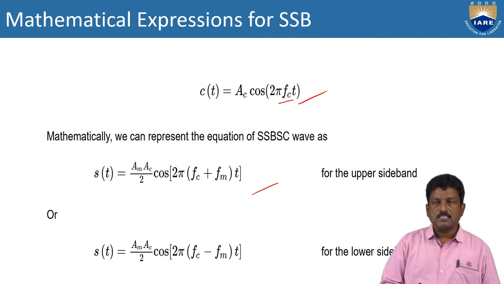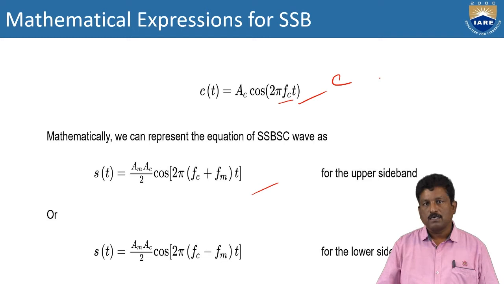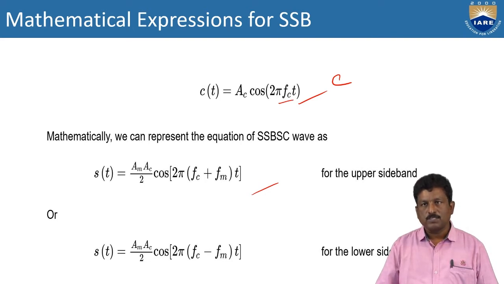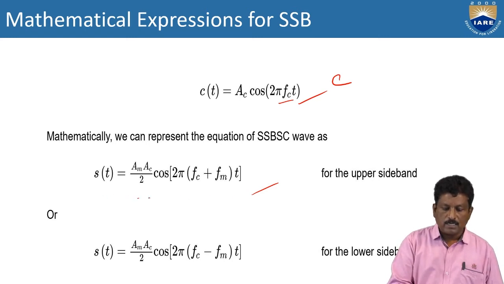So there are three components: the carrier signal and the modulating signal, combined, give the upper sideband and lower sideband. Three components are there. One component, the carrier, is suppressed. In case of the DSBSC wave, we are transmitting only two sidebands, whereas in SSB, single sideband modulation, it will be any one of the sidebands.